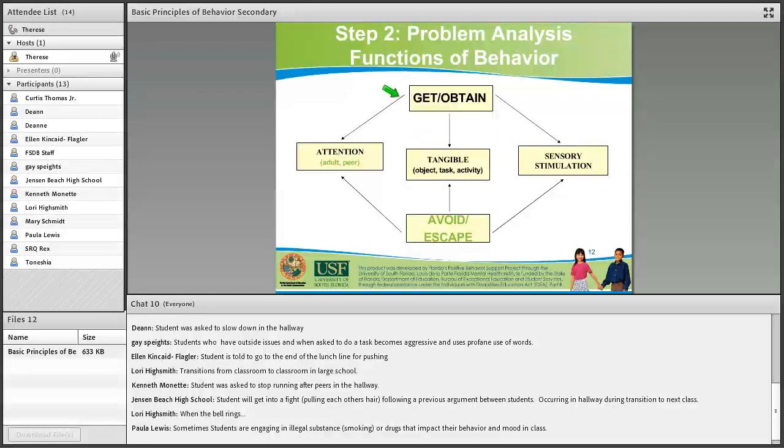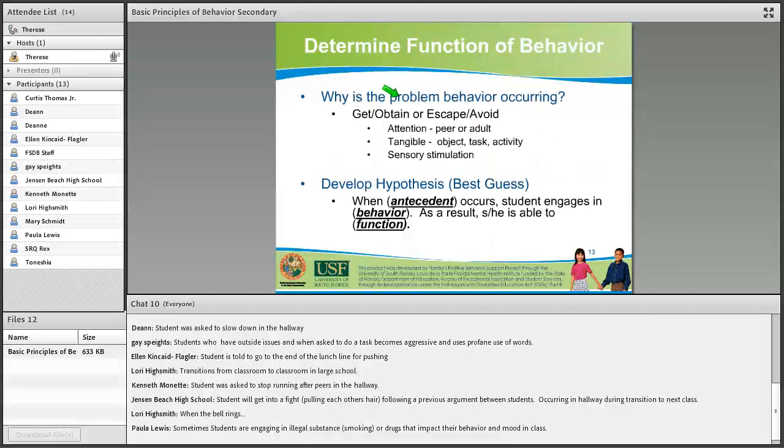So we're just talking about the functions of behavior, and these are the research-supported functions of behavior, whether it's appropriate behavior or inappropriate behavior. All right, so then determining the function of behavior. Why is that problem behavior occurring? It's always occurring to either get or escape attention, tangibles, or sensories.